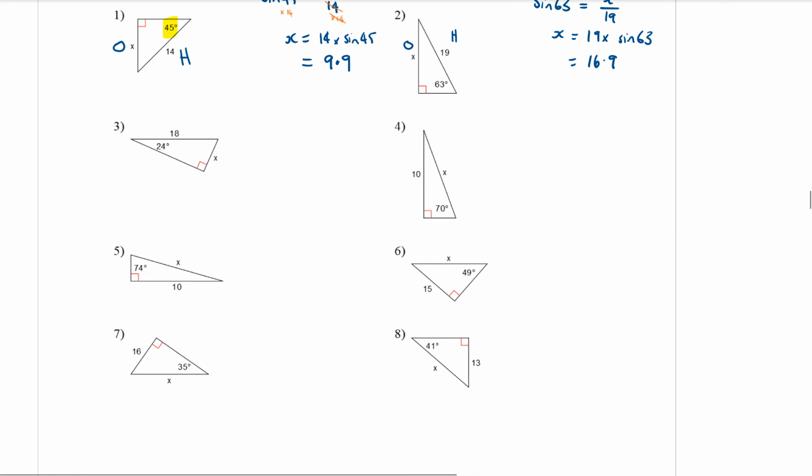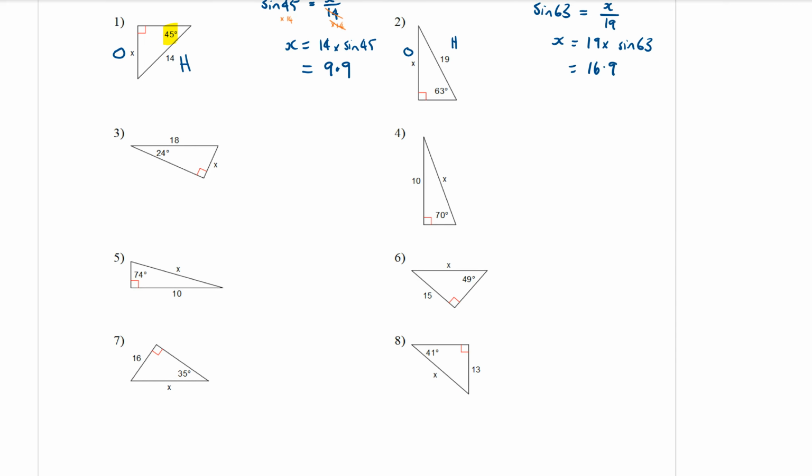Let's do it again. Question 3. Label the triangle. Across from the right angle is the hypotenuse. Across from the 24 degrees is the opposite. So the formula is sine theta equals opposite over hypotenuse. Then we substitute in theta is 24. Sine 24 degrees equals opposite, which is x, over hypotenuse, which is 18.